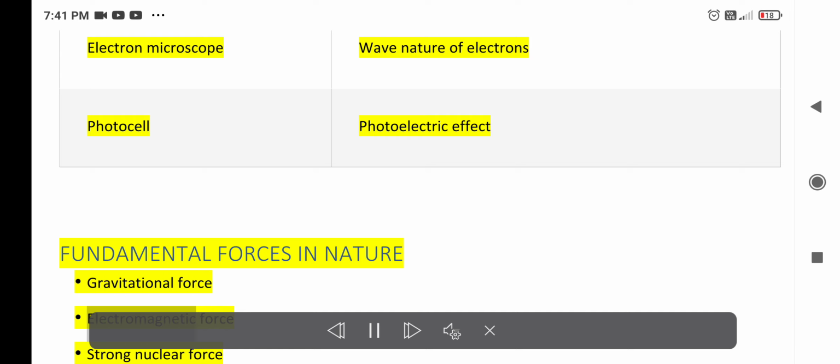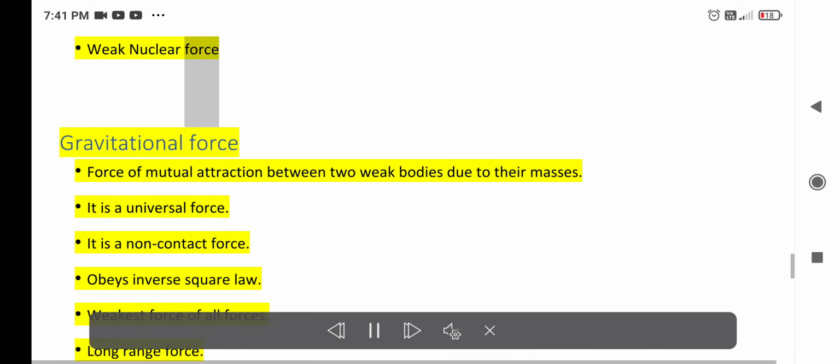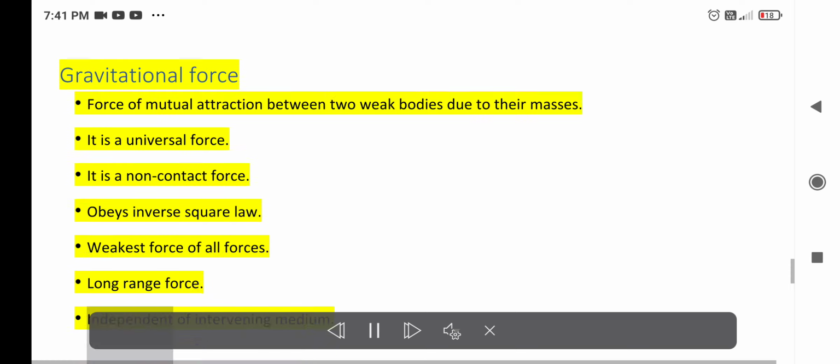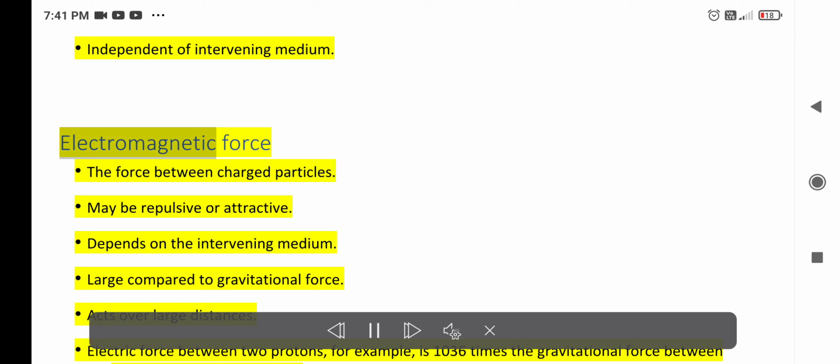Fundamental forces in nature. Gravitational force. Electromagnetic force. Strong nuclear force. Weak nuclear force. Gravitational force: force of mutual attraction between two bodies due to their masses. It is a universal force. It is a non-contact force. Obeys inverse square law. Weakest force of all forces. Long-range force. Independent of intervening medium.